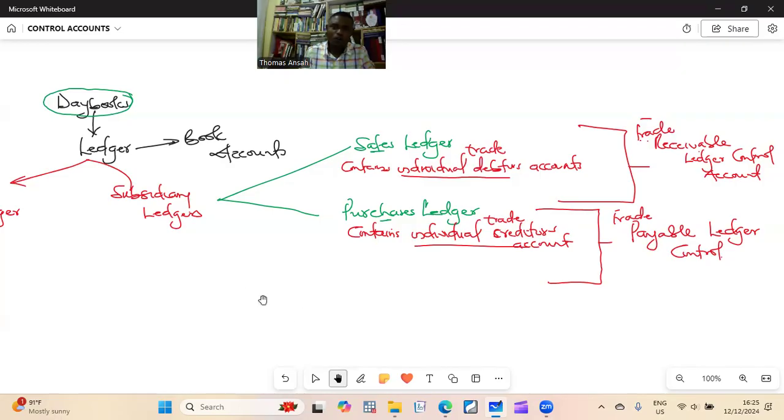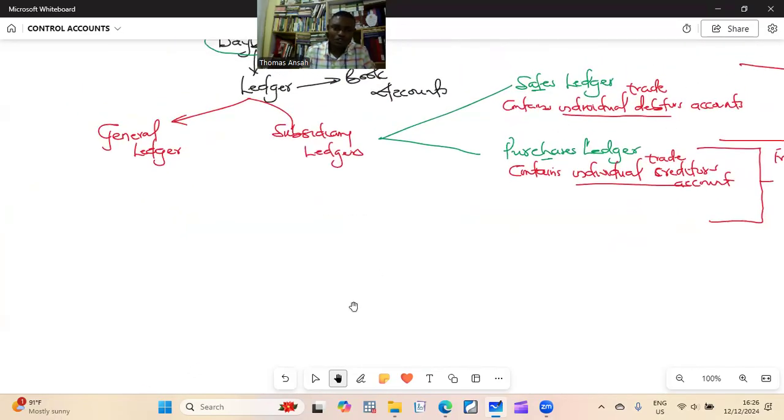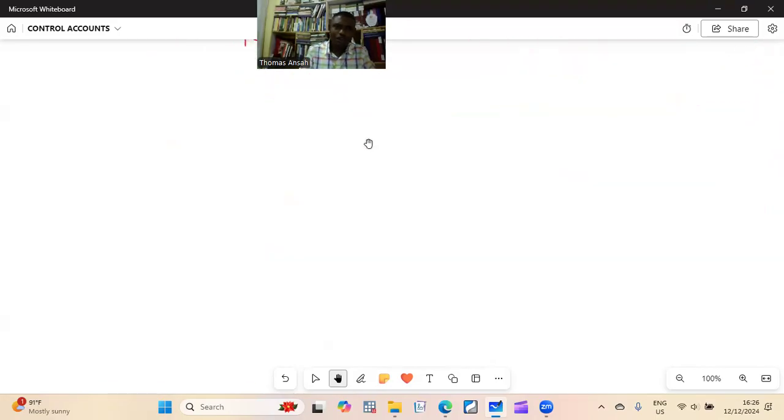Now, what we want to learn today: once we've summarized this, we will be able to prepare our trial balance, and from the trial balance, what will we do? We will prepare our financial statement. So right now, in this lecture, we are going to look at how to do a control account.